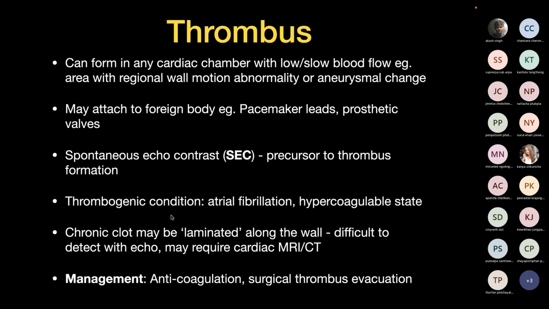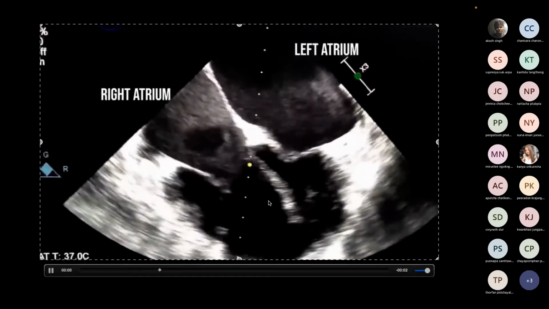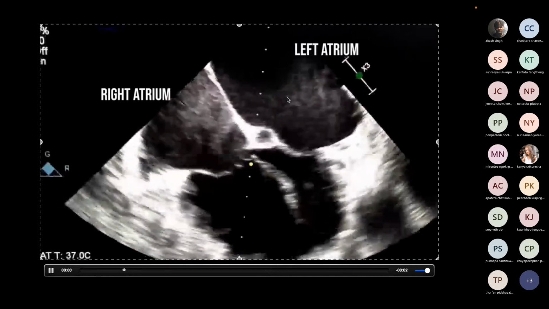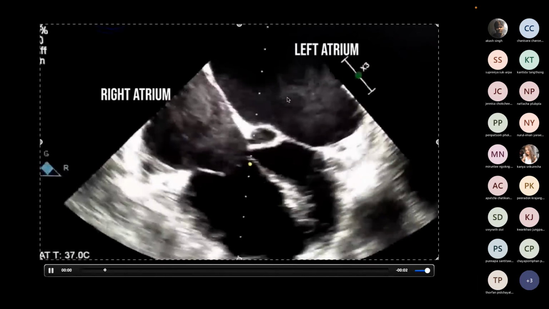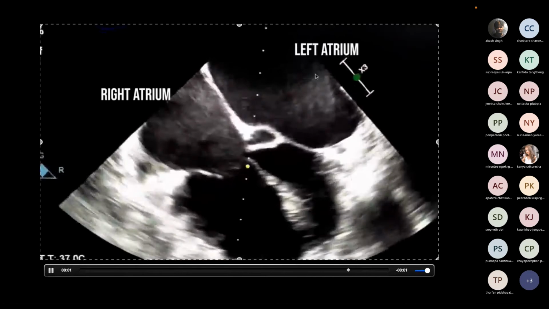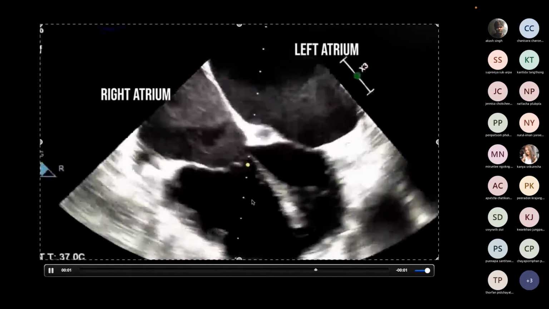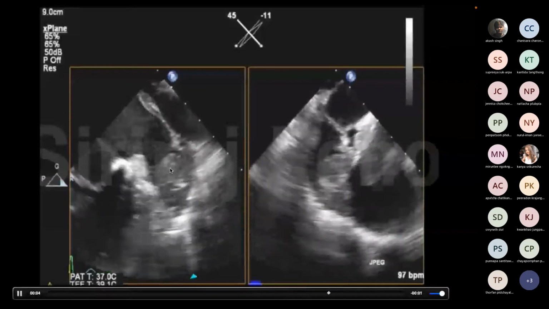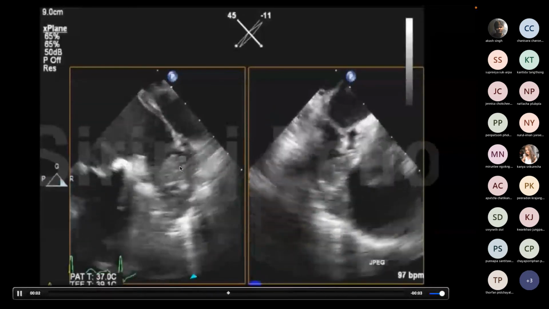Other things that can help formation of thrombus are AF and other diseases that can cause clotting problems. Sometimes it's very hard to identify because it can be laminated, so it forms along the wall of the ventricle. So this is a spontaneous echo contrast. You can see a smoke appearance in the ventricle, but these are all tiny thrombi forming inside there. Eventually, it will coagulate into one big thrombus. And as you can see here, the heart is not beating very well. This is the left atrial appendage, and you can see the clot in there already.